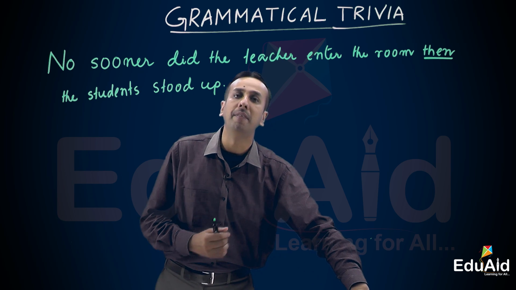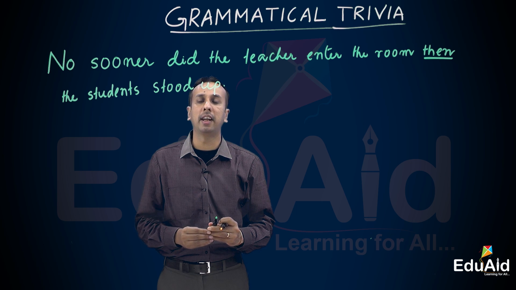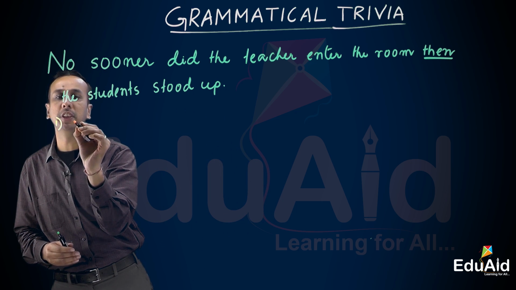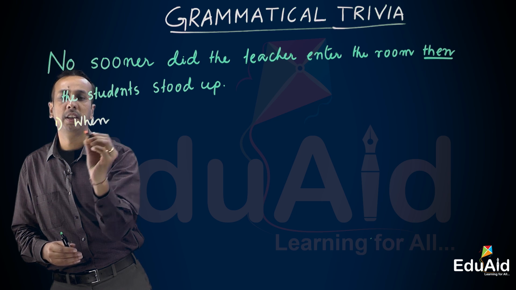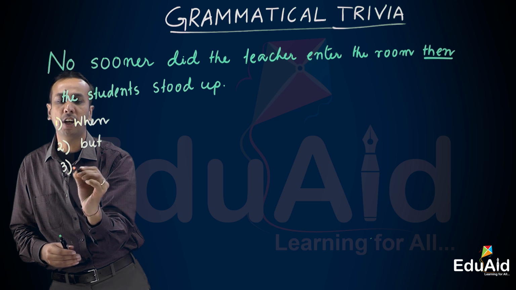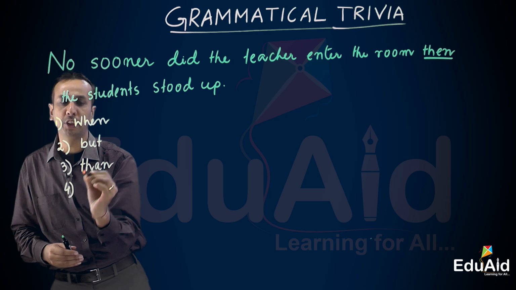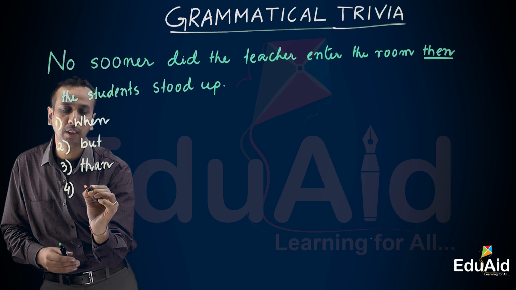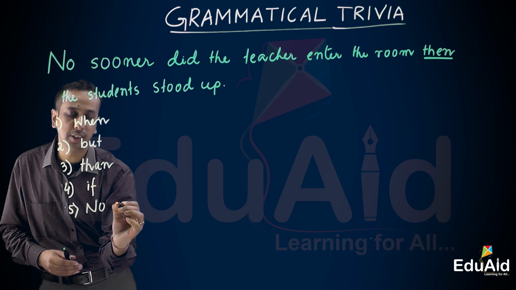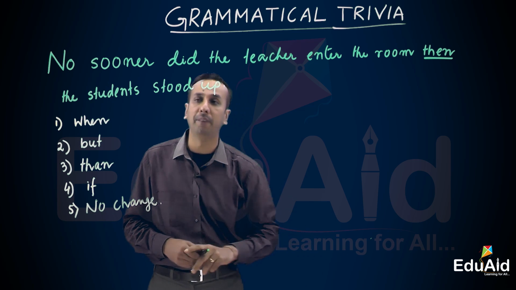Let's look at the options. We are discussing some sentence improvement questions, so here the word then is underlined. The options: the first option is when, second option is but, third option is then, fourth option is if, fifth option is no change. Very common type of problems that we often come up with.